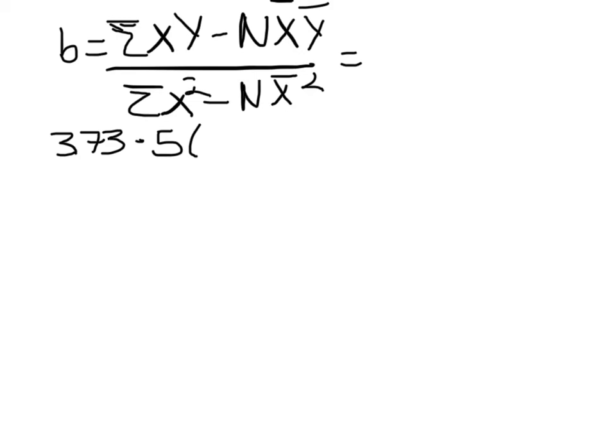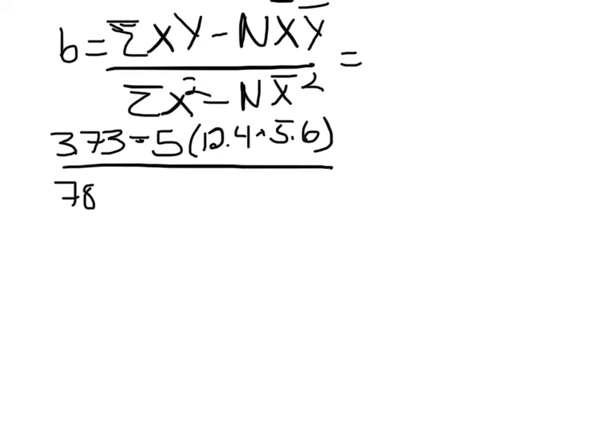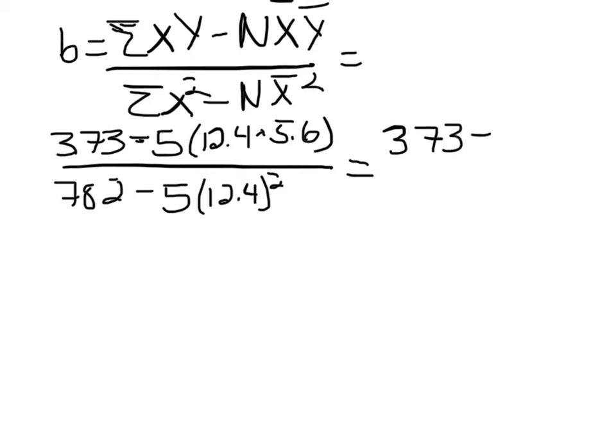and the mean of x is 12.4 times the mean of y, which is 5.6. And all of that is going to be divided by the sum of the x squareds, which is 782, minus n, which is 5, times the mean of x squared, so 12.4 squared. So that's going to give me 373 minus 347.2.